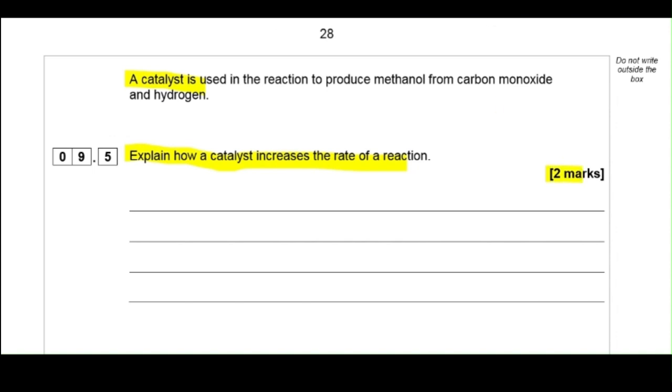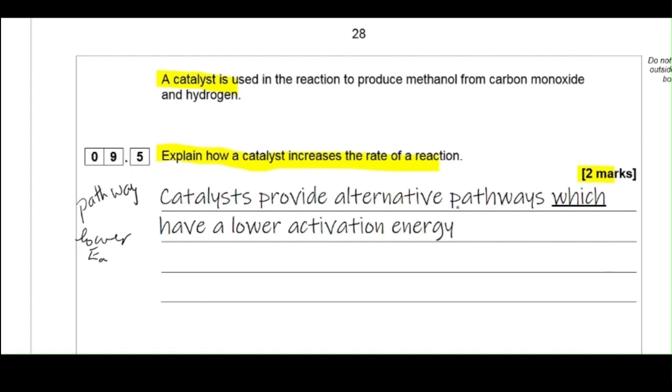This is about pathways. Catalysts can provide alternative pathways which will have a lower activation energy. So for 2 marks, you must write in the space provided, catalysts provide alternative pathways which have a lower activation energy. 1 mark for alternative pathway and another mark for lower activation energy.